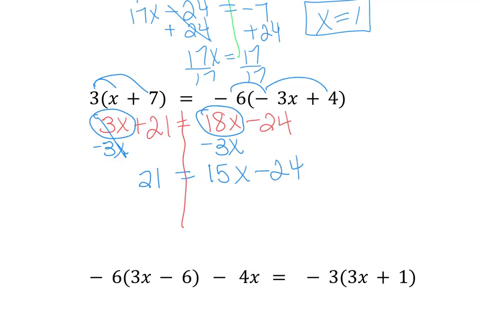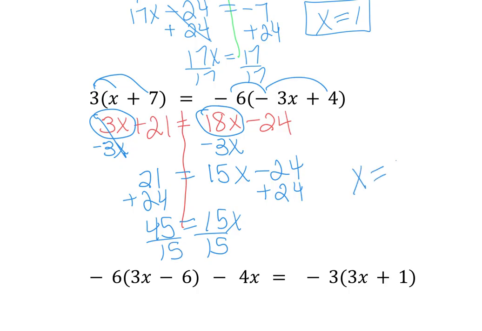Now we're down to a two-step equation. So I'm going to add 24 to both sides, and I get 45 equals 15x. All positives here, so that's good. I'm going to divide both sides by a positive. 45 divided by 15 is 3.